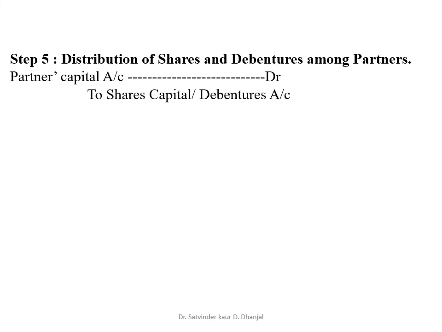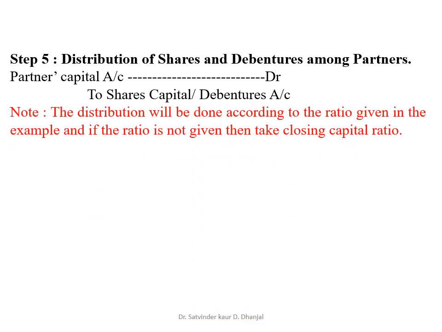Step 5, distribution of shares and debentures among partners. The journal entry is partners' capital account debit to share capital account or debenture account. The distribution of these shares and debentures will be done in the ratio which is given in the example. And if the ratio is not given, then we are supposed to take the closing capital ratio for the distribution of these shares and debentures. So this is your step 5, that is distribution of shares and debentures among partners.